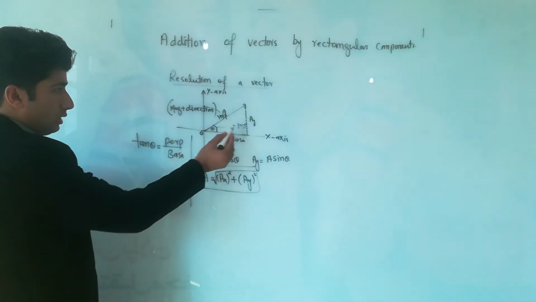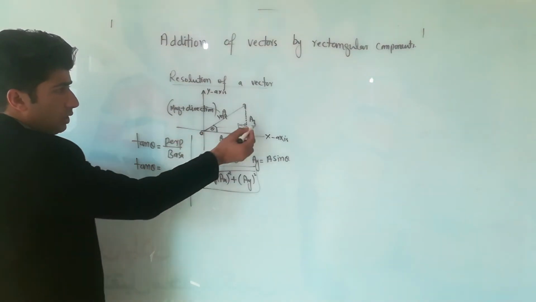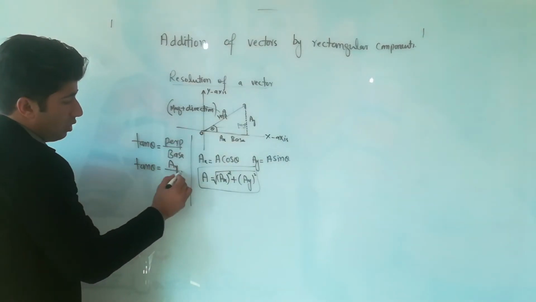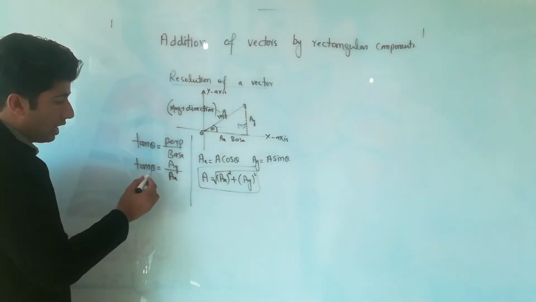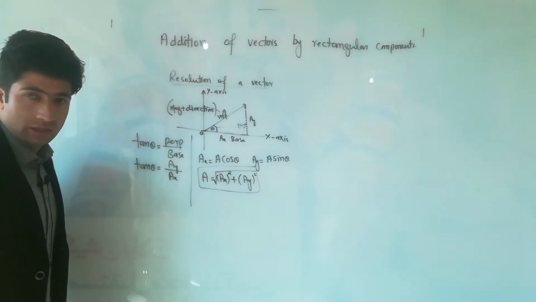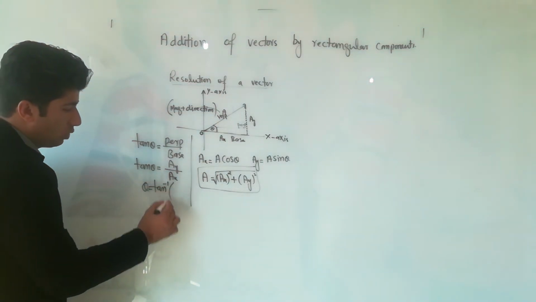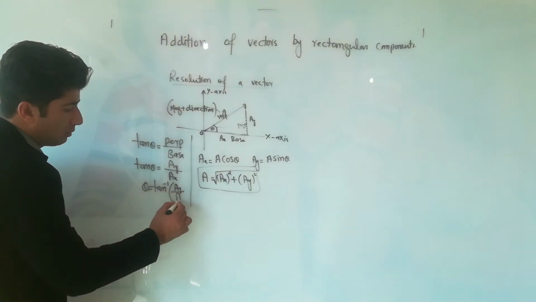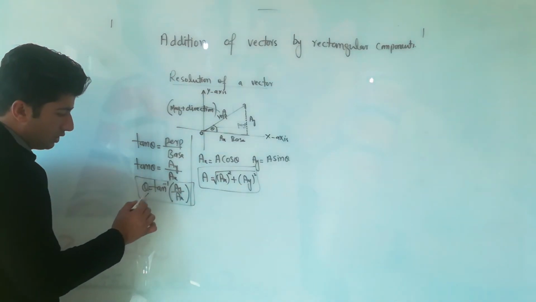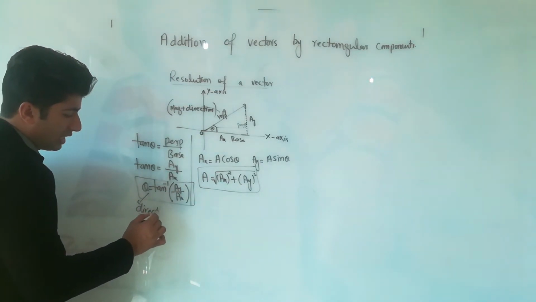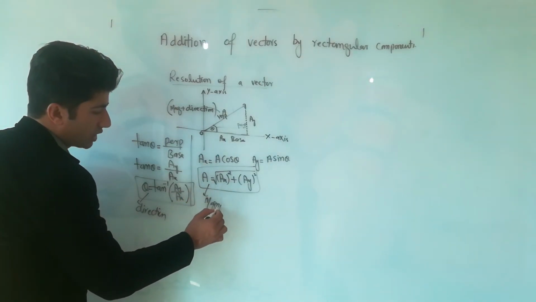So tangent theta will become equal to, what is perpendicular here, ay. What is base here? That is ax, and we are interested in theta. So what will be theta? Theta will be equal to tangent inverse ay divided by ax. So this will give us the direction of vector A, and this will give us the magnitude of vector A.